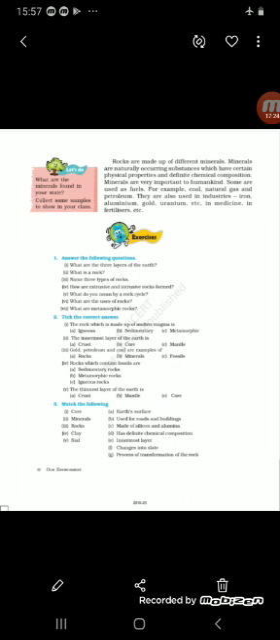Okay, so in this second chapter we studied the interior of the earth, the 3 layers of the earth's surface. What are the 3 layers? Crust, mantle, and core. We have just finished this chapter.